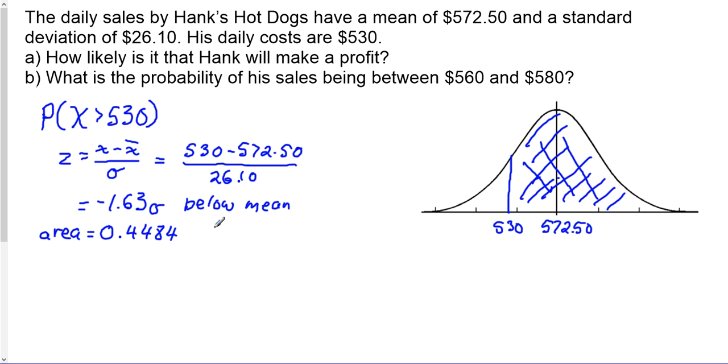So now we want to take this area and use it. Remember that this area that we've just figured out is the area between the value that we're interested in and the mean. So this area right here is the area from 530 to the mean. Now, to get the entire area, we know that the normal distribution is symmetric. So from the mean up to the very end is going to be half of the distribution, or 0.5.